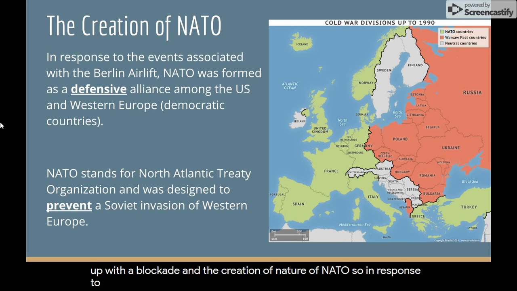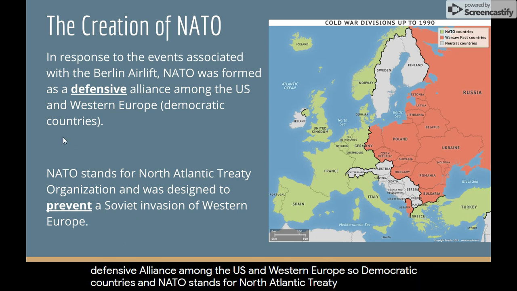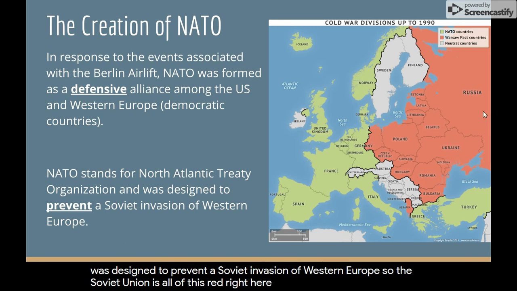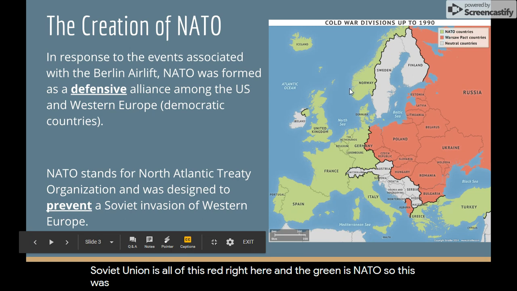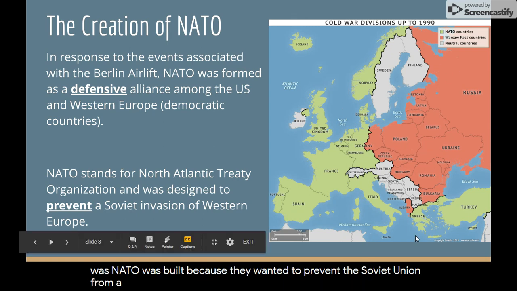So in response to the events associated with the Berlin airlift, NATO was formed as a defensive alliance among the US and Western Europe, so democratic countries. And NATO stands for North Atlantic Treaty Organization and was designed to prevent a Soviet invasion of Western Europe. So the Soviet Union is all of this red right here, and the green is NATO. So NATO was built because they wanted to prevent the Soviet Union from attacking any of these countries.